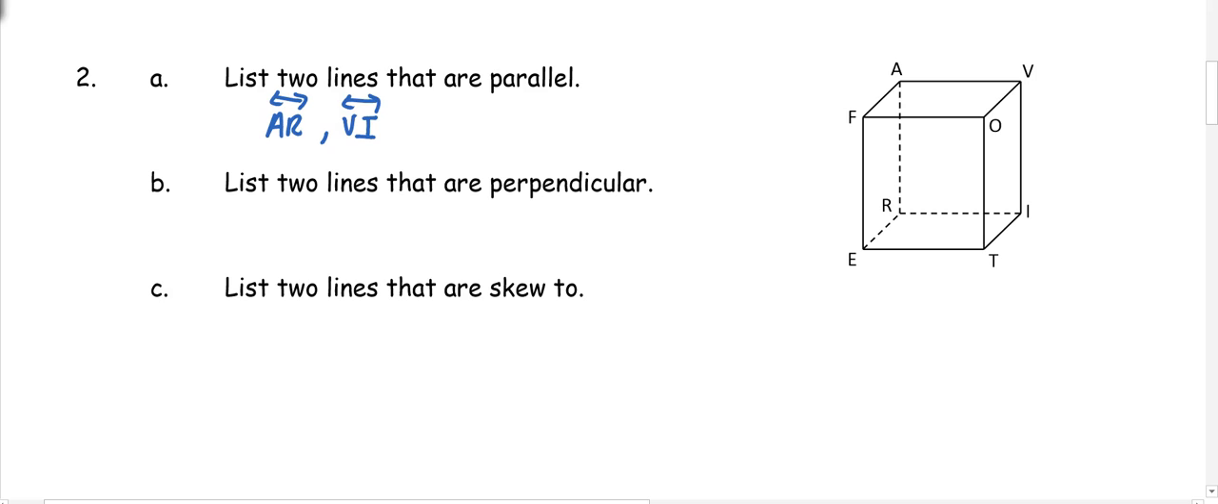Perpendicular. So perpendicular lines intersect at a corner and make a right angle. Notice that to be a right angle, it's going to have a square face. So anything that intersects at one of these corners would be perpendicular. So we could say that FE is perpendicular to ET. Skew lines. Skew lines are different parts of our shape going in different directions. So we could have AR again going up and down, and we could have VO going front and back.